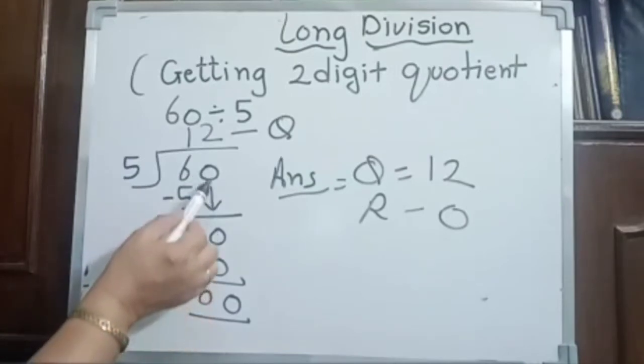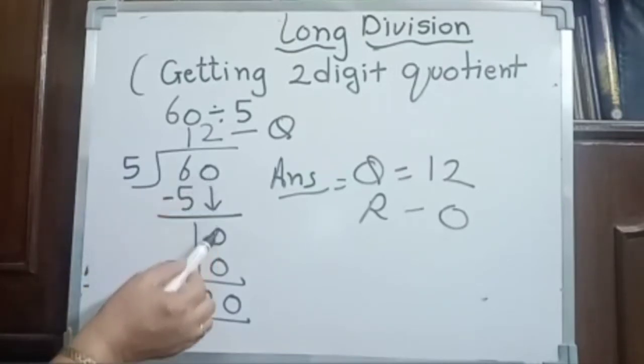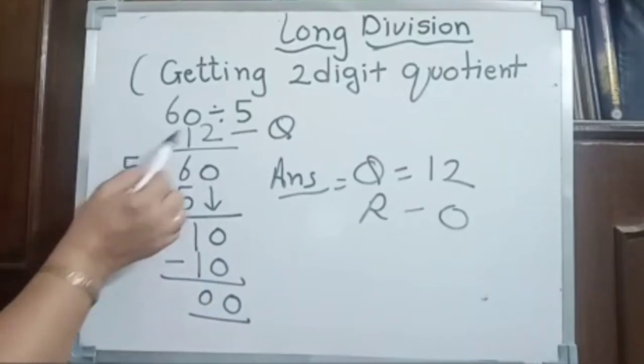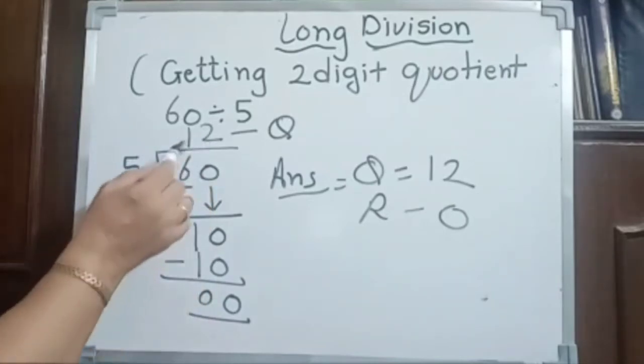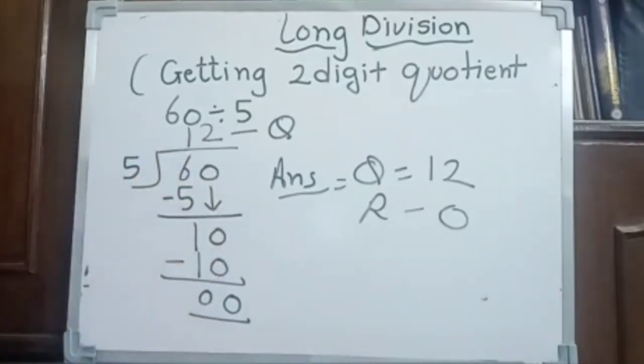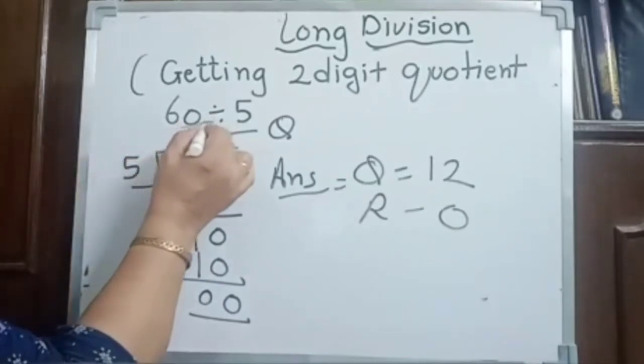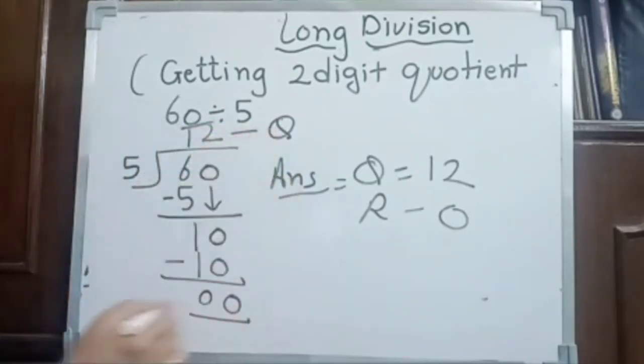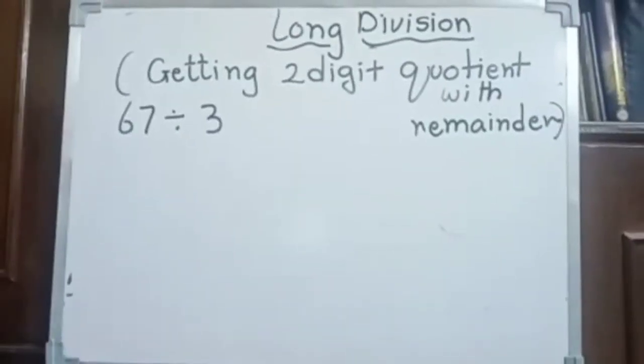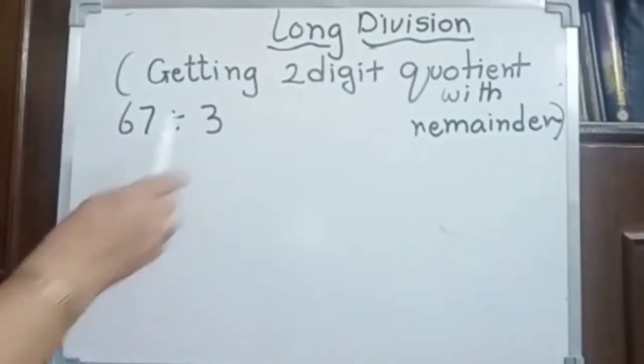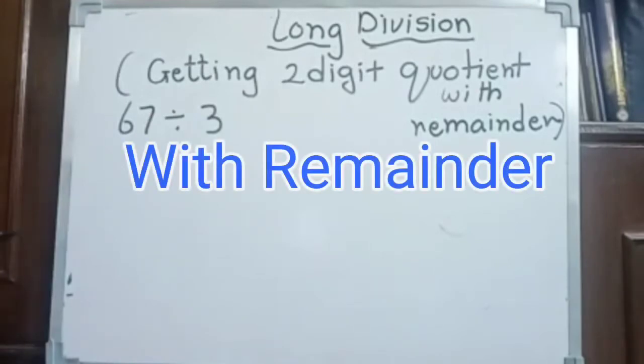Then you take the number, put the arrow here like that and take 0 here. 5 twos are 10. So again 5 twos are 10. This you have to take care of. This is the quotient and the remainder we have is 0. Now kids, we are getting a 2-digit quotient with remainder.